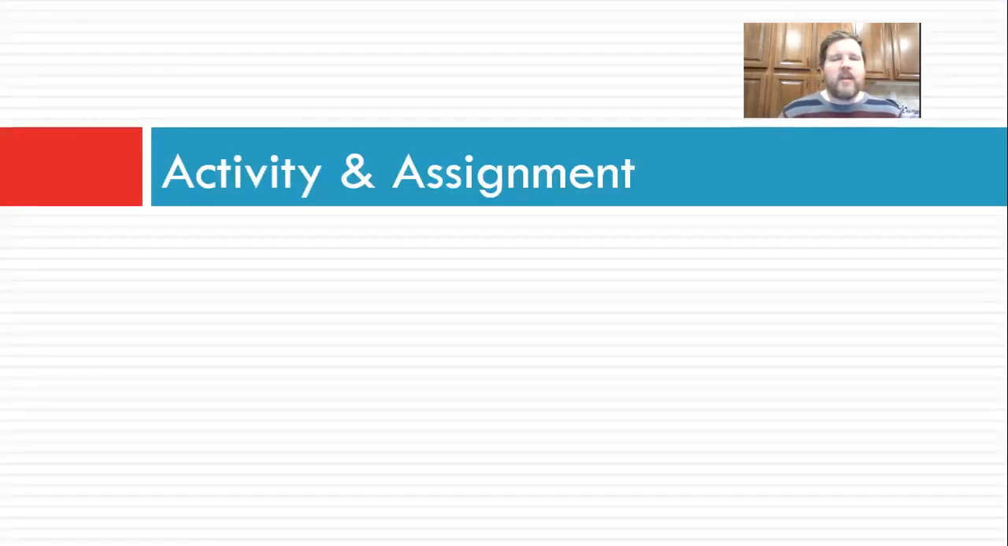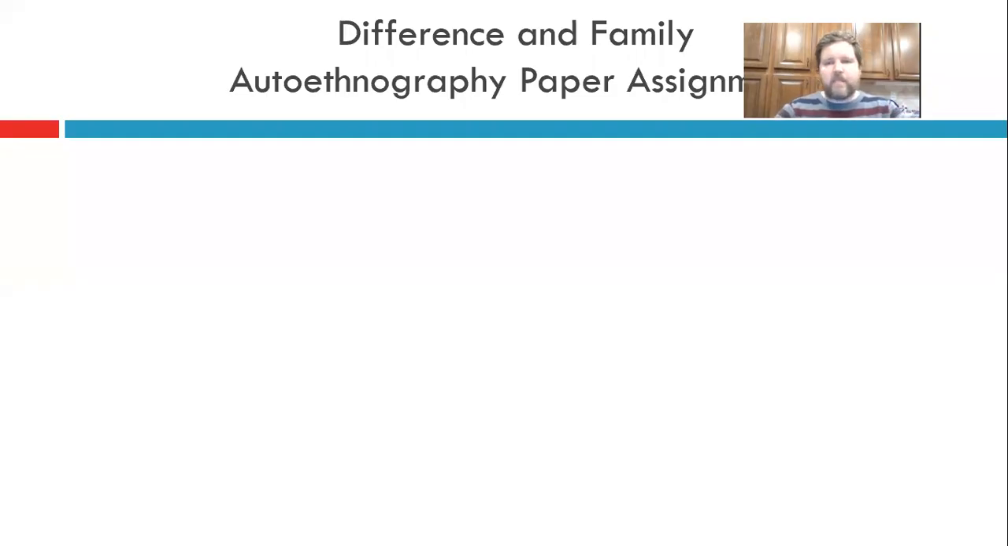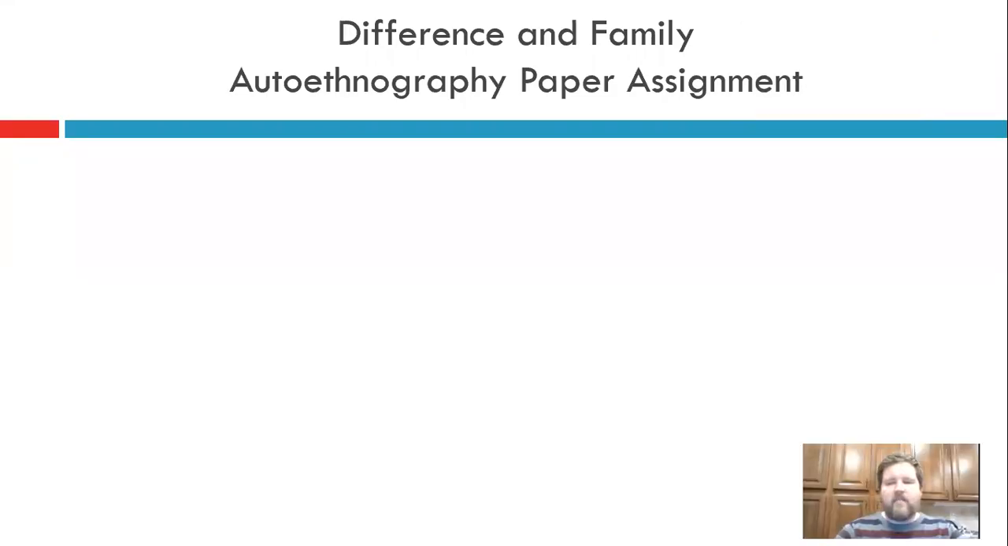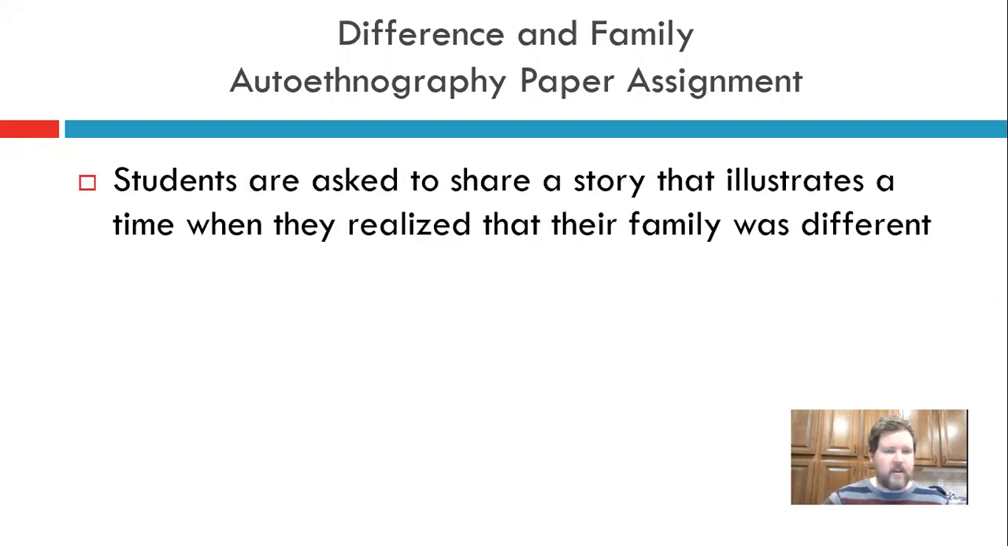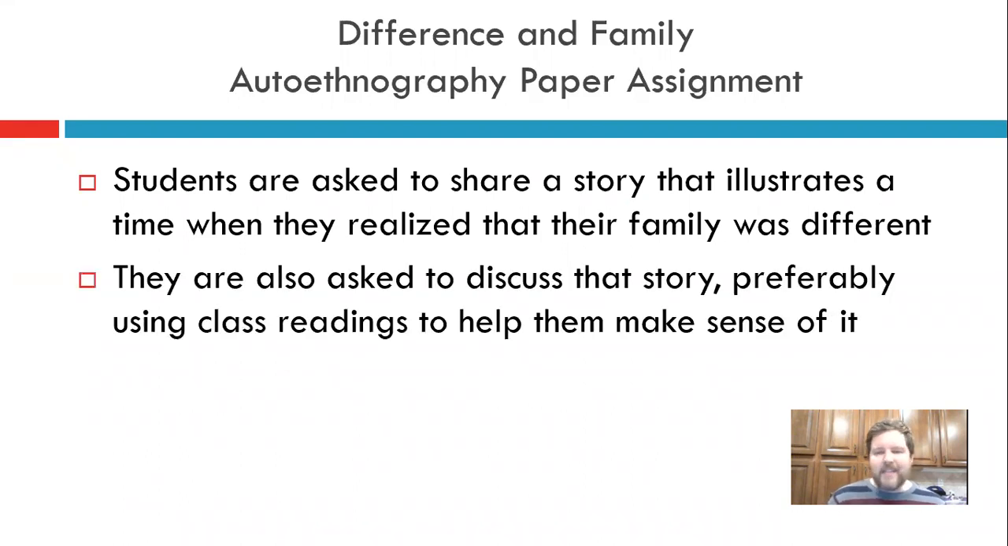All right, so getting into the activity and assignment for the week. The first that I have to share is a difference in family autoethnography paper assignment. And so I'm just going to run you through the structure of the assignment, and then I'll comment a little bit on it. First, as part of the assignment, students are asked to share a story that illustrates a time when they realized that their family was different. And so in this paper, I want the students to find a moment when they're like, my family is not like other families. Next, students are asked to discuss that story, preferably using class readings to help them make sense of it. So I want them to unpack it and think about what's there.